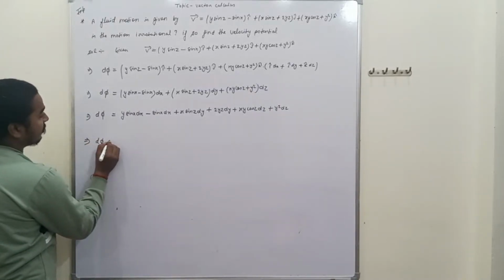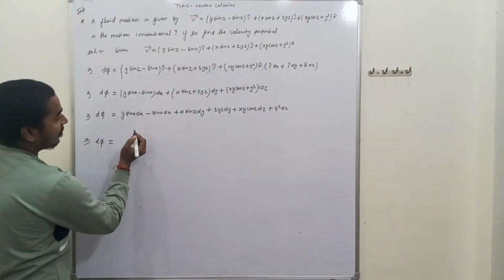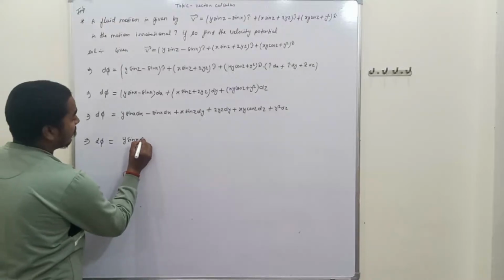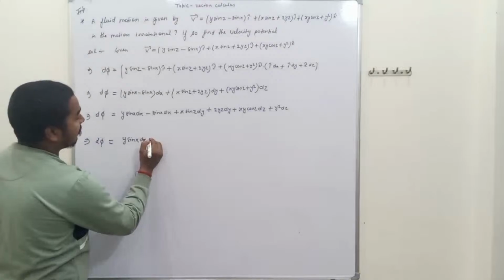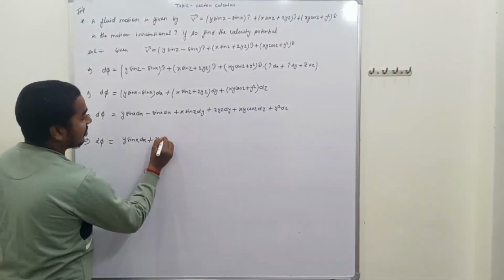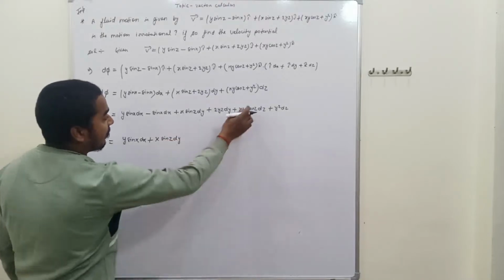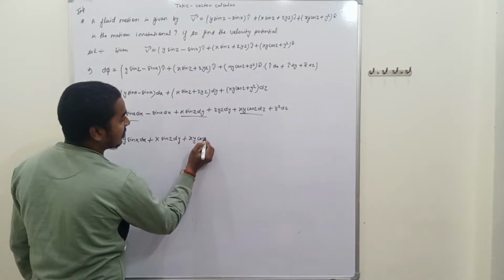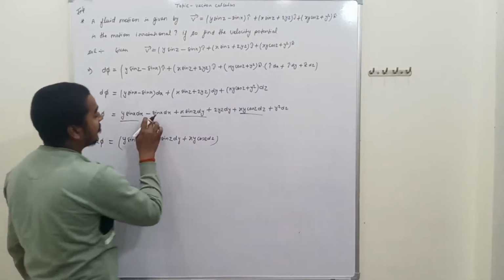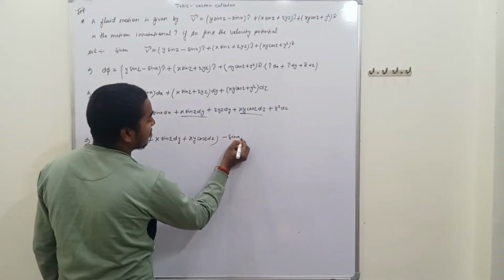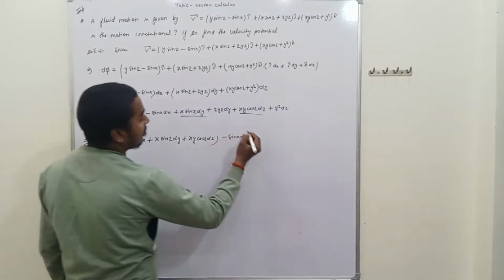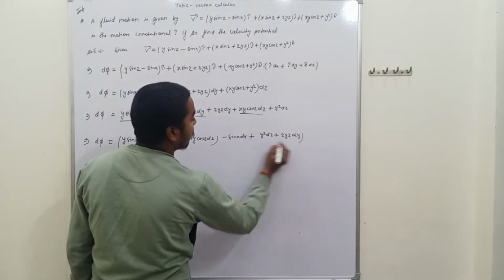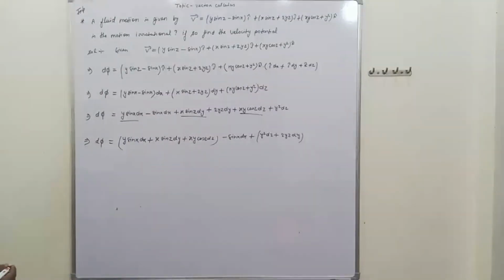That is, dφ equals, once again, y sin z dx + x sin z dy + xy cos z dz taken in one bracket, and the remaining terms are − sin x dx + y² dz + 2yz dy in another bracket. Further we have to integrate both sides.